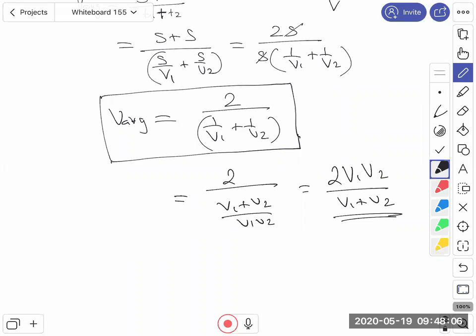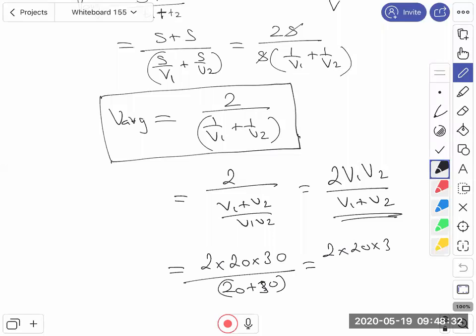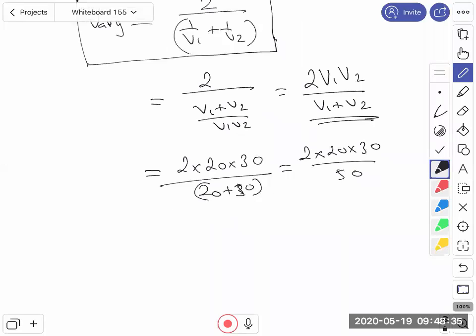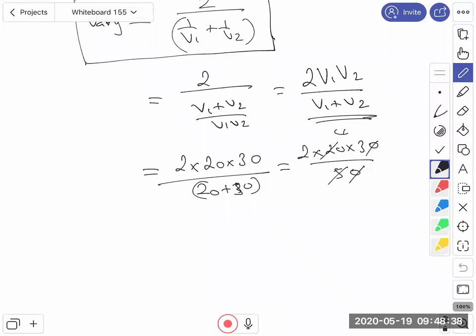Got it? So just remember that if they are traveling equal displacements with velocities v1 and v2, then the average velocity will be equal to 2 v1 v2 divided by v1 plus v2. So in this question, the velocities are given 20 and 30. So we can write 2 into 20 into 30 divided by 20 plus 30, which is 2 into 20 into 30 divided by 50. So we can find the value, which will be equal to nothing but 24 meter per second. Got it? Any doubt?